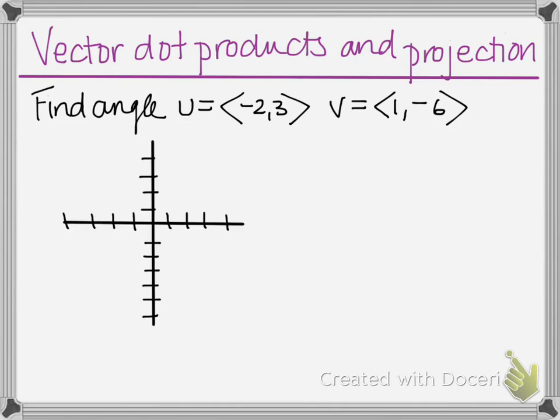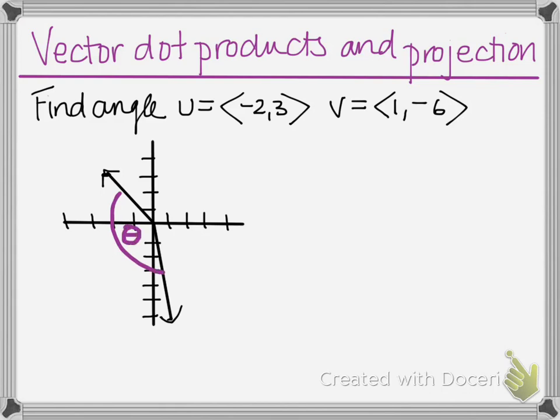Now let's look at the picture of these two vectors. I've got vector -2, 3, which should be up here. That's this vector. Then I've got vector 1, -6, which is down here. And I want to know the angle between these two vectors. So it's this angle right in here. I want to know that angle theta.